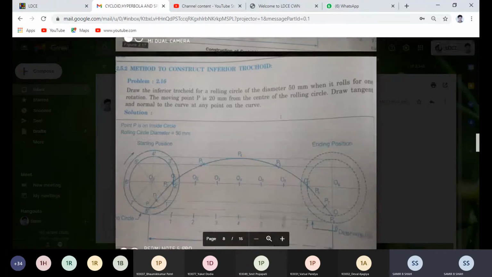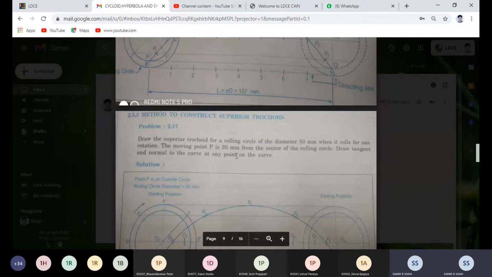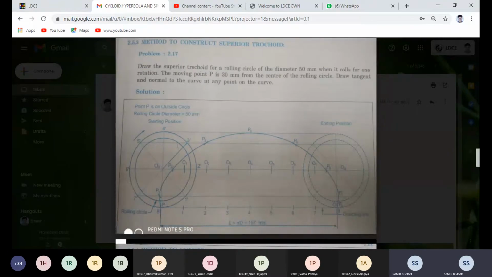This is a basic cycloid, and you just focus on the figure of the inferior trochoid: inside the circumference of the rolling circle, this is the basic main circle, and inside it another circle is there. Whichever curve we get as it rolls is called an inferior trochoid. And vice versa, the opposite is the superior trochoid: the point is outside the circumference of the rolling circle, and whichever curve we get is called a superior trochoid.